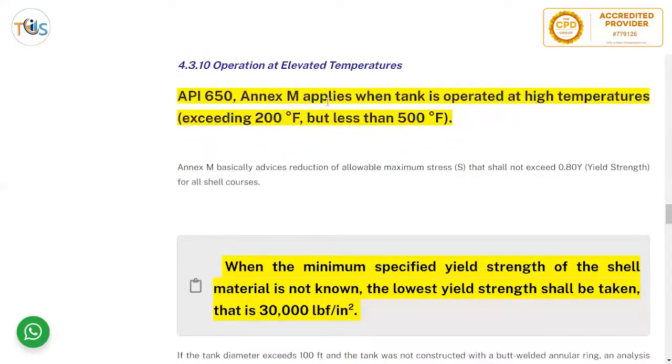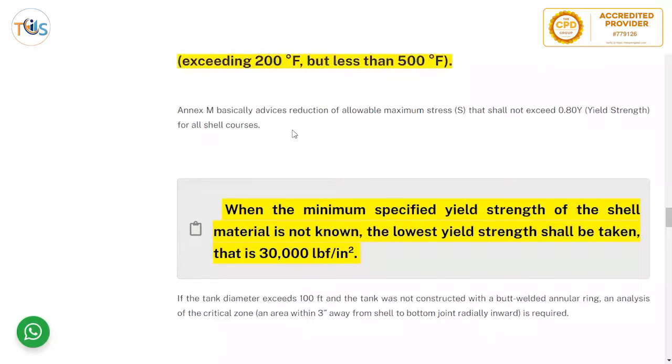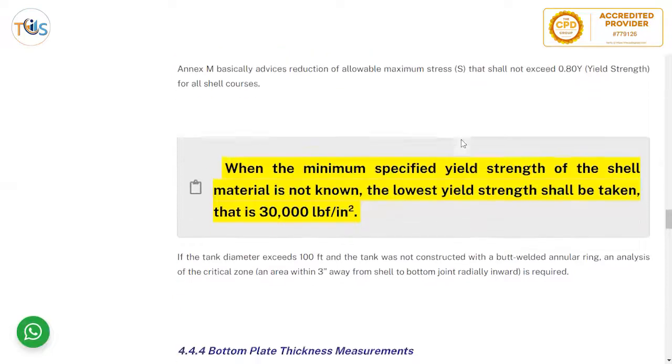And remember that Annex M applies when the tank is operated at high temperatures exceeding 200 degrees Fahrenheit, but not less than 5 degrees Fahrenheit. Annex M of 650 basically advises reduction of allowable maximum stress that shall not exceed 0.8 Y, 0.8 times the yield strength for all shell courses. Up to 200 degrees Fahrenheit, the material strength does not change. Over that, it will reduce. So accordingly, it tells you to be more onerous when deciding about the thickness and the allowable stress calculations. That's what Annex M says.